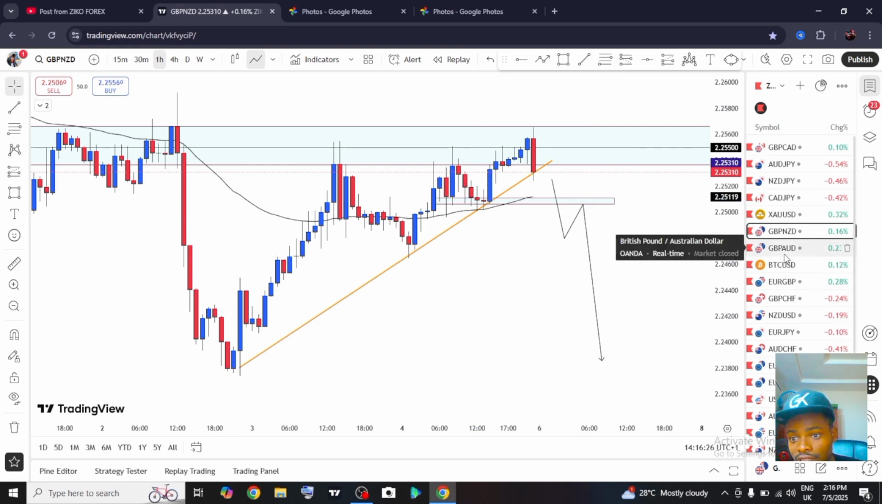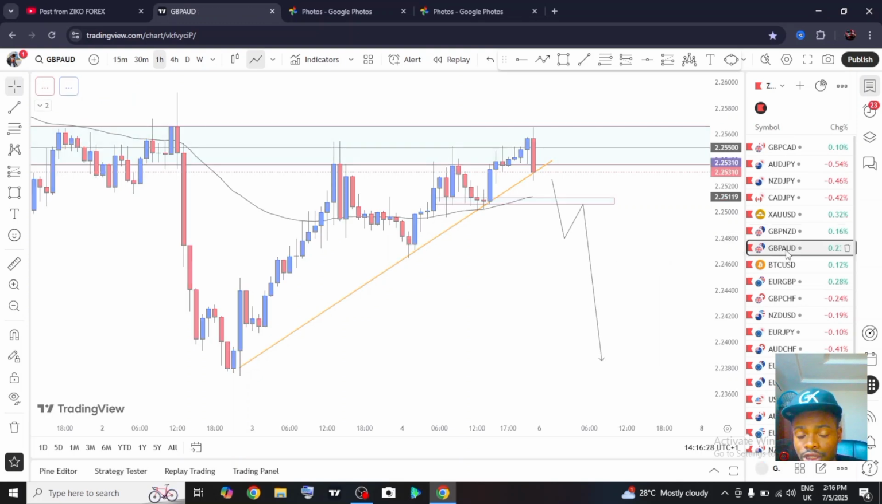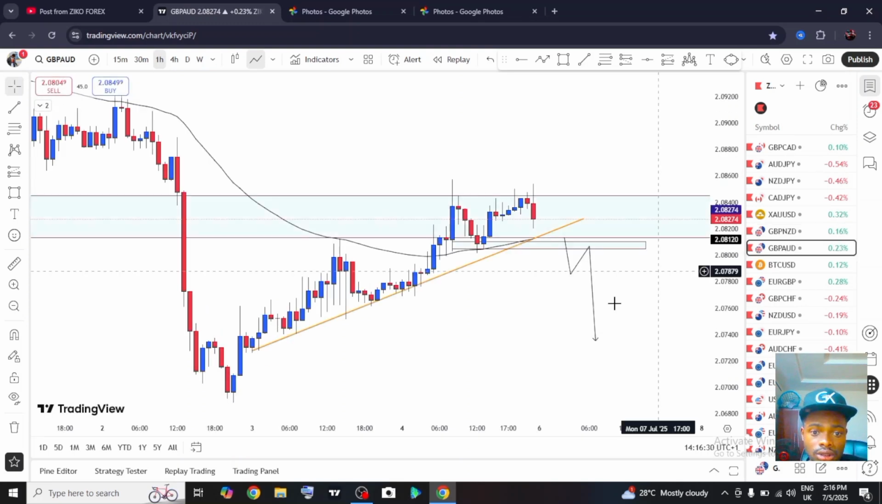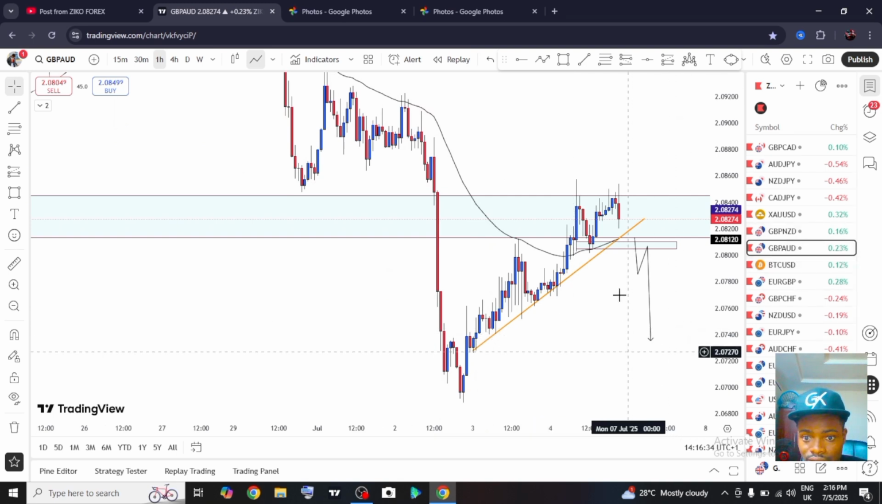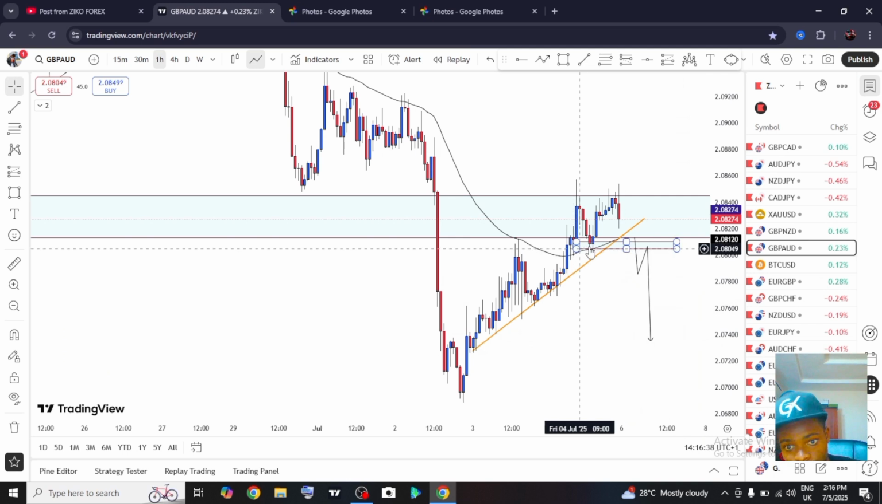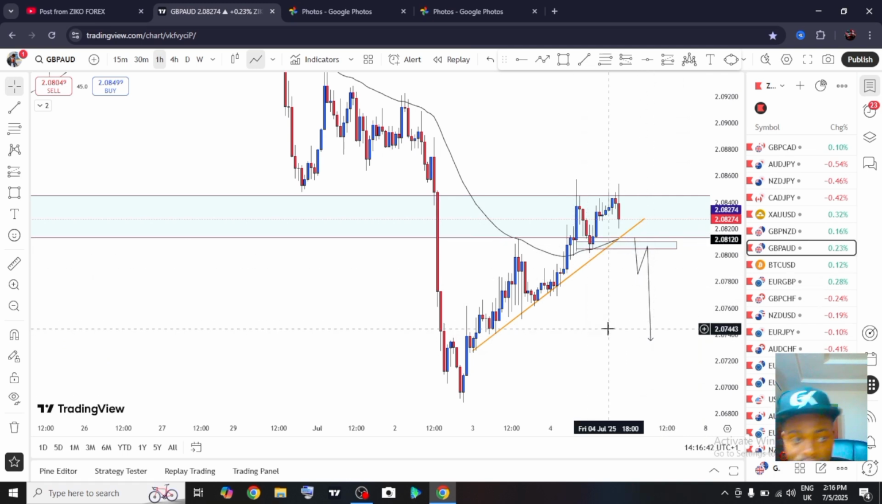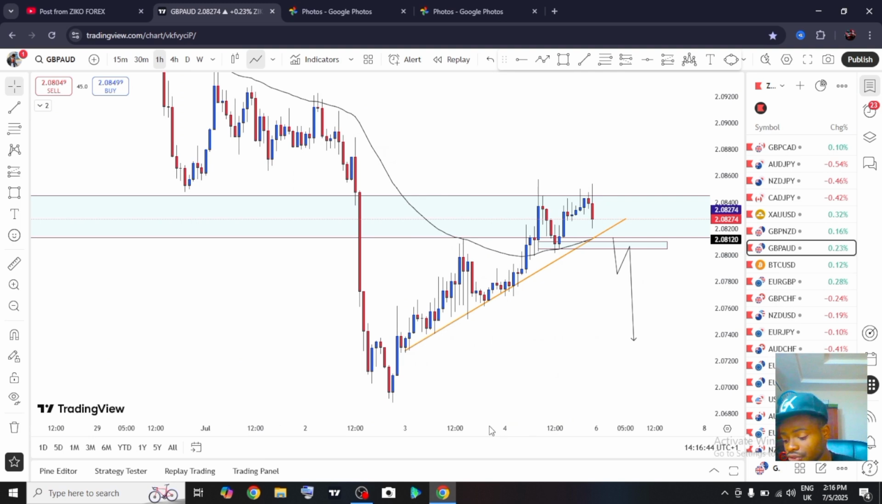The last pair for the week that I'm interested in taking is GBP AUD. It's basically the same thing as GBP NZD. We are also going to be looking for that same break and retest under. EMA is going to be above when that break and retest happens for us to take the trade to the downside. That's pretty much the pairs for the week.